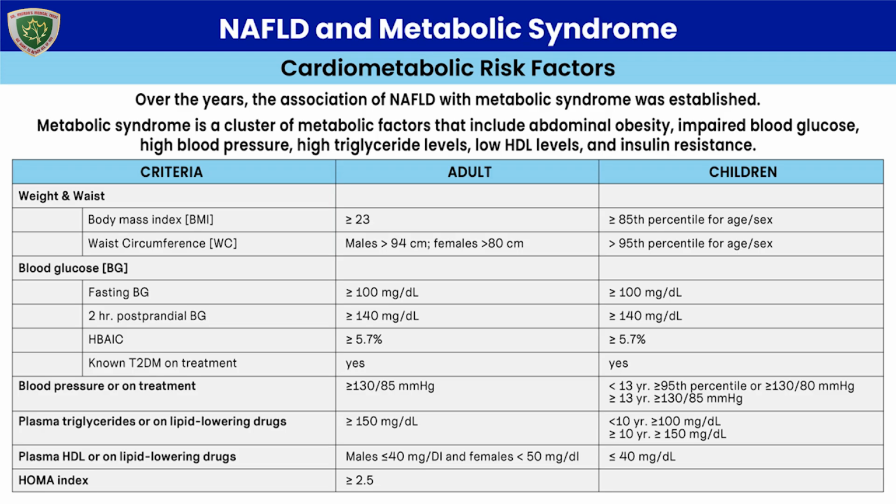Over the years, an association of NAFLD with metabolic syndrome was established. Metabolic syndrome is a cluster of metabolic factors that include abdominal obesity, impaired blood glucose, high blood pressure, high triglyceride levels, low HDL levels, and insulin resistance. The criteria for each cardiometabolic factor in adults and children have been well defined and are depicted in this table.